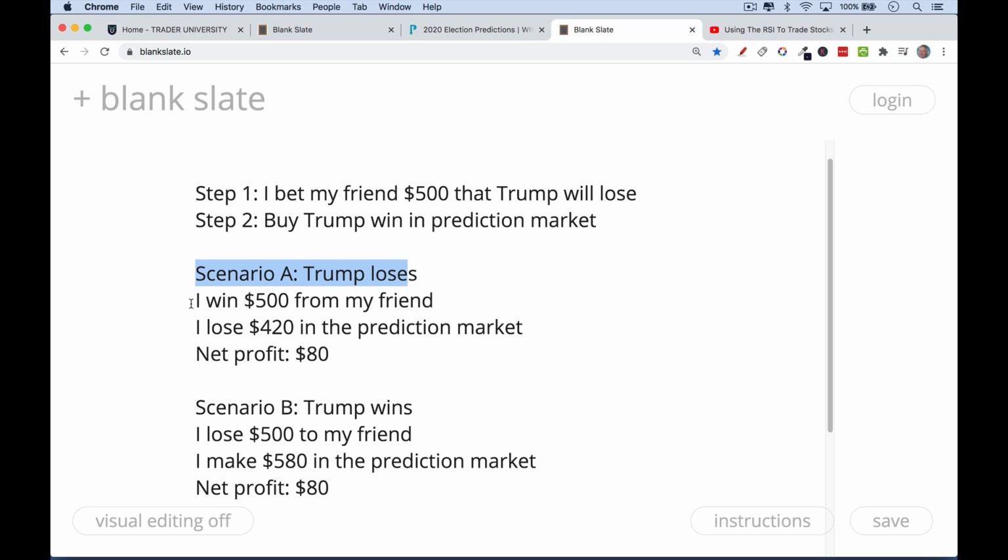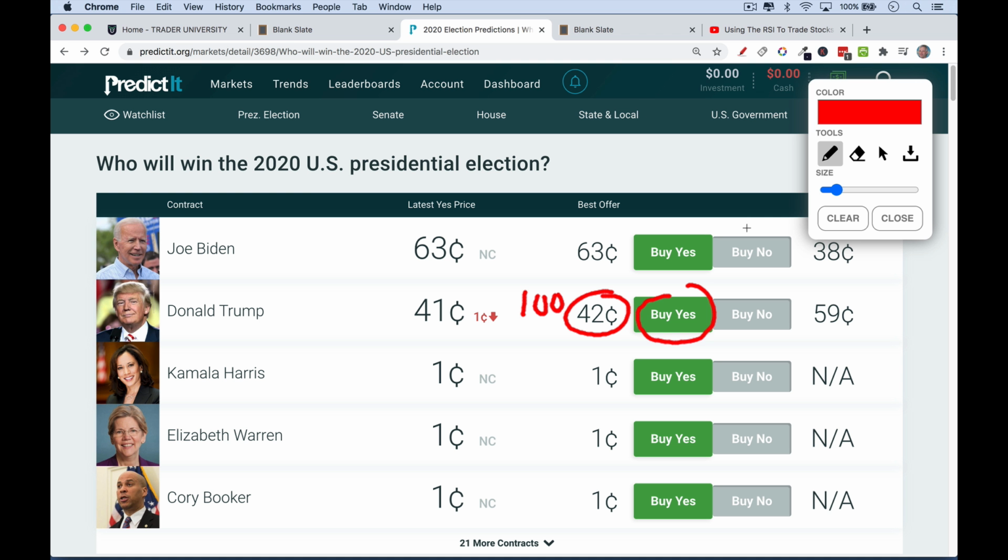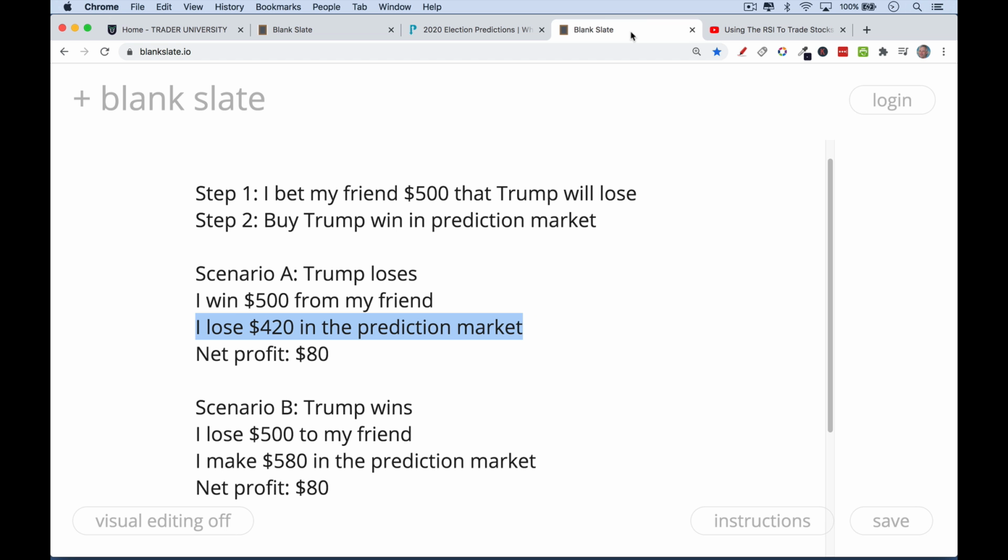In that case, I will win $500 from my friend. I will lose $420 in the prediction market at predicted.org because I will have bought 1,000 contracts at 42 cents. That's $420. So I'll basically win $500, I'll lose $420, and I'll have a net profit of $80 before fees.